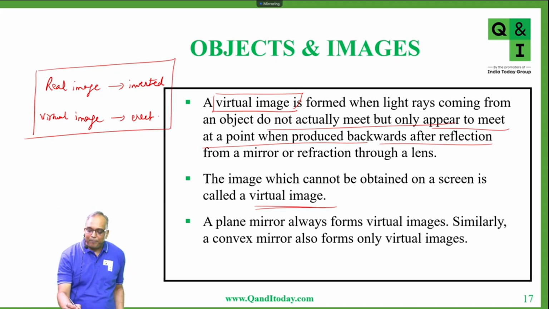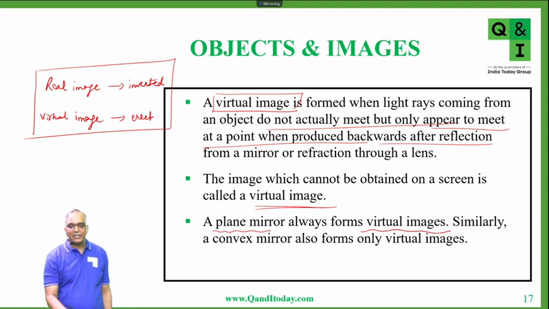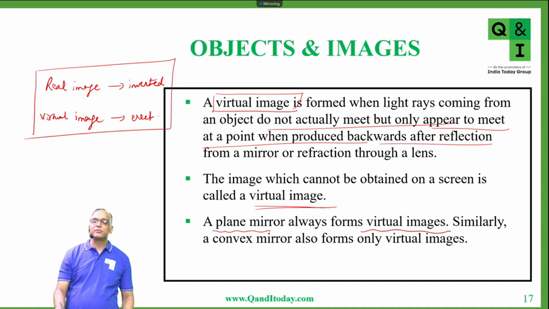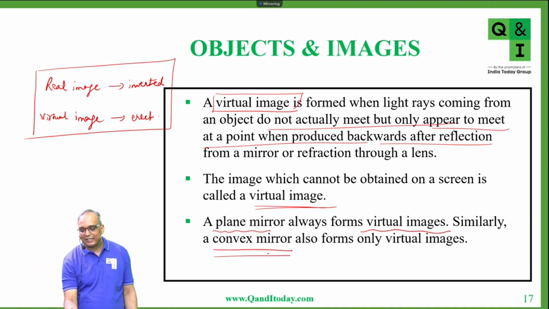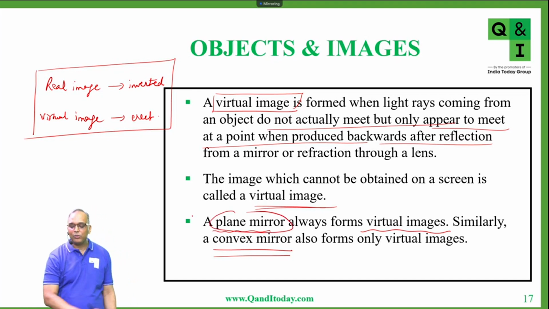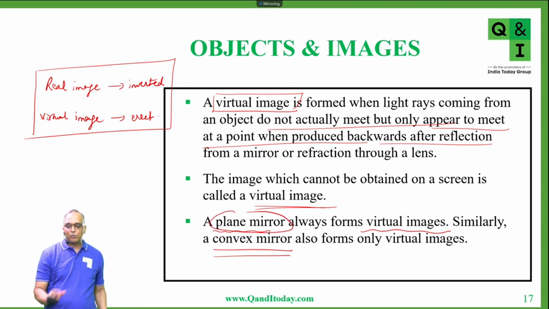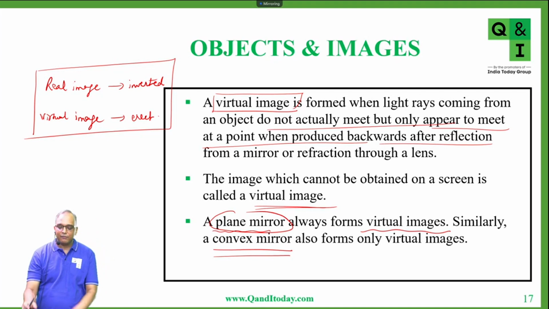Okay. So a plane mirror always forms a virtual image. Similarly, a convex mirror also forms only virtual images, but we'll study that later. Right now, our interest is only with the plane mirror for this class. So a plane mirror always forms a virtual image.